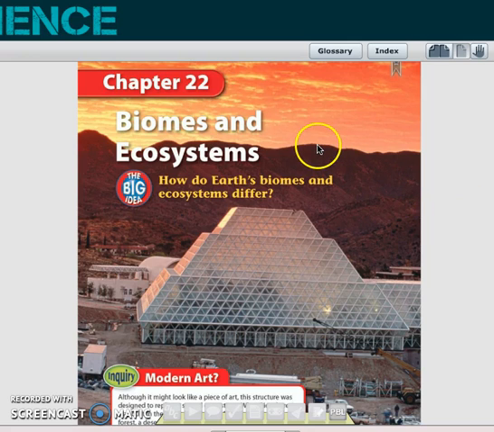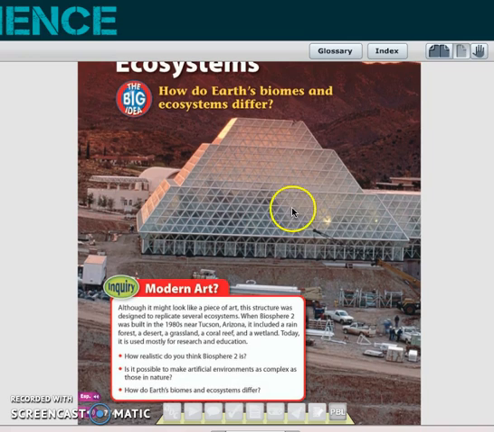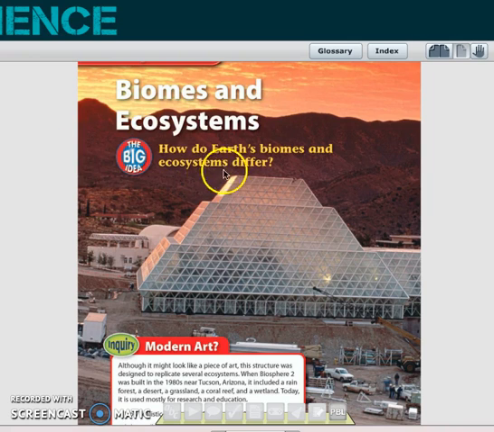Okay, so as an example, this is chapter 22. We see the title of it is Biomes and Ecosystems, and we look at the picture here, kind of a cool picture. It looks interesting. And then we can come down to the bottom here, and there's a little bit of inquiry that tells us about it. Every chapter starts this way. We can also see that there's a big idea. Okay, so this one is how do Earth's biomes and ecosystems differ? That's something that we're going to want to think about, and hopefully by the time we're done with this chapter, we're able to answer this big idea question.